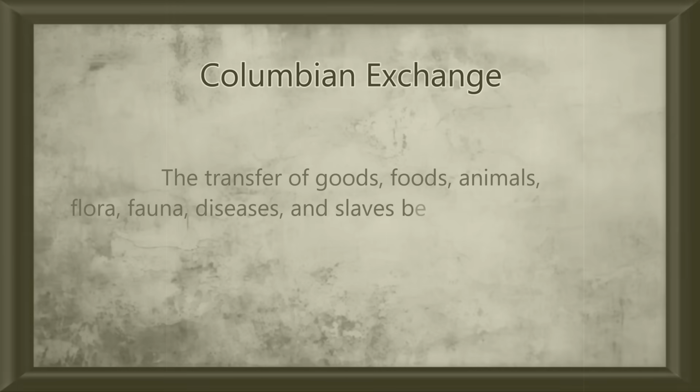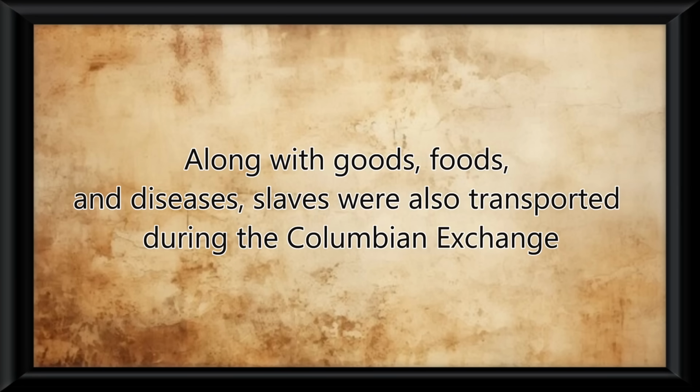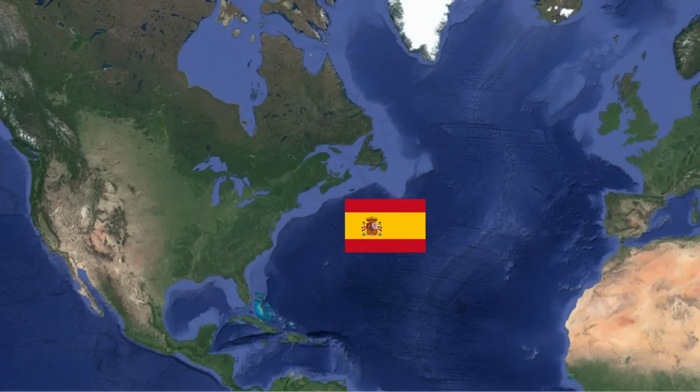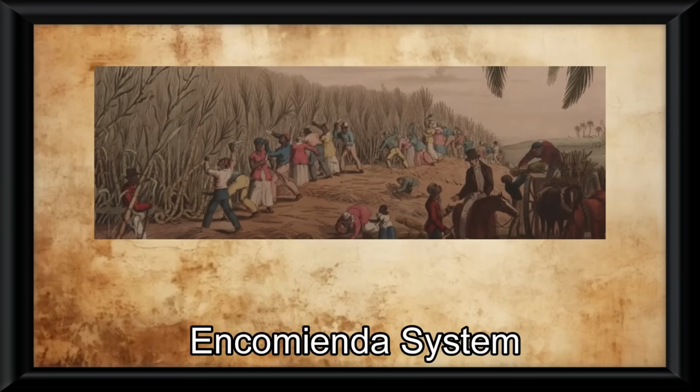In my last video, I didn't go much into detail on this, but along with goods, foods, and diseases, slaves were also transported during the Columbian Exchange. The reason for this was, well, we first need to go back in time. When the Spanish landed in the New World, they wanted to harvest the goods and crops of the land, and therefore decided to enslave the natives through the encomienda system.